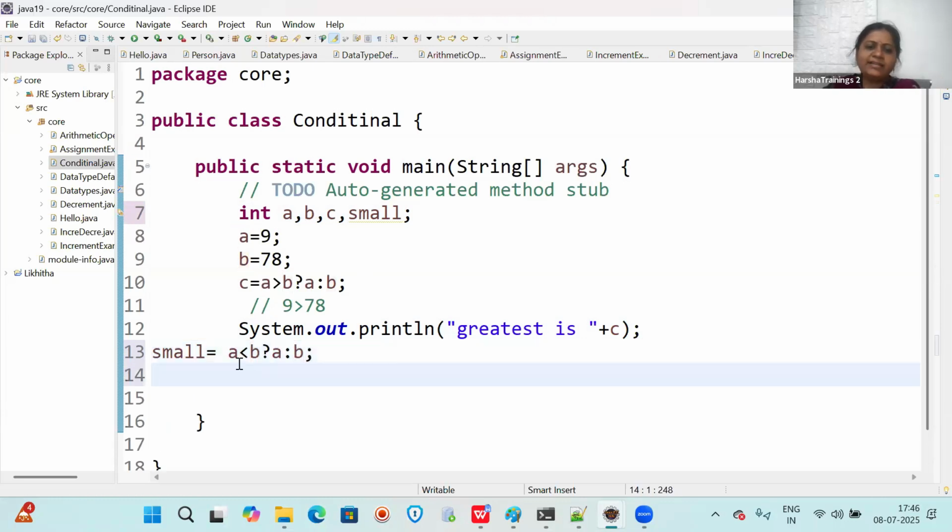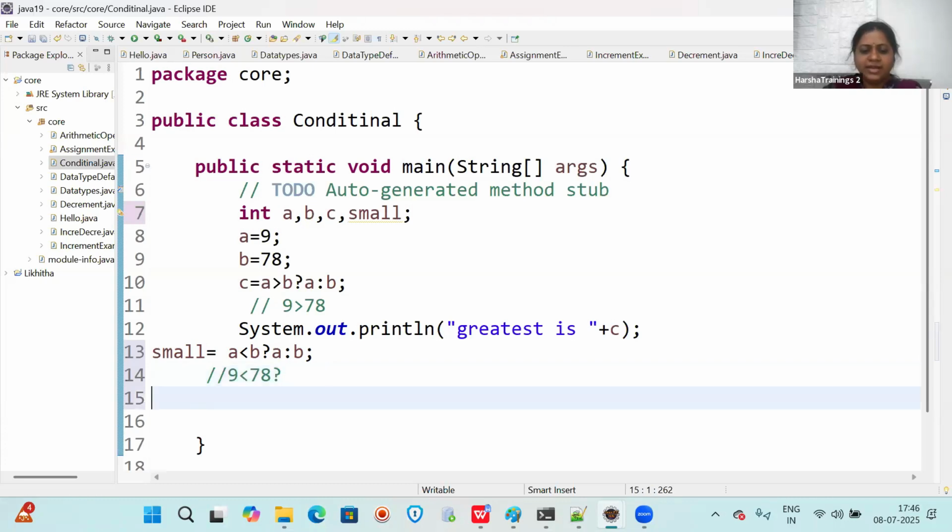Now the small will get the smallest variable value. It will check here. Now A value is 9. 9 less than 78. Is it true or not? If it is true, A value will be stored in small. Otherwise, B value is stored in small.